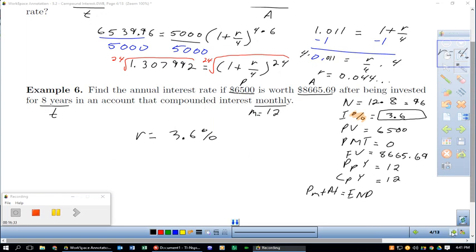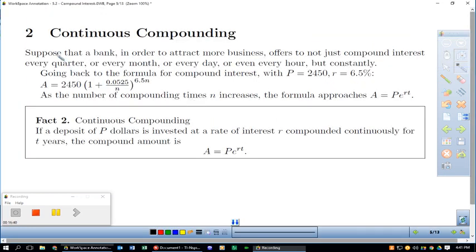All right, one more thing we have to talk about with compound interest, and that is compounding continuously. Suppose that a bank, in order to attract more business, offers to not just compound interest every quarter or every month or every day, but even every hour, but continuously. Okay, going back to the formula, you actually get something that would look something like this. And as n increases, or m is actually what we have there, as m increases, it approaches this equation right here, A equals P times e to the rt. Okay, e being the natural number. Okay, so it's going to be just like our previous formula, so I'm going to kind of skim past this one.